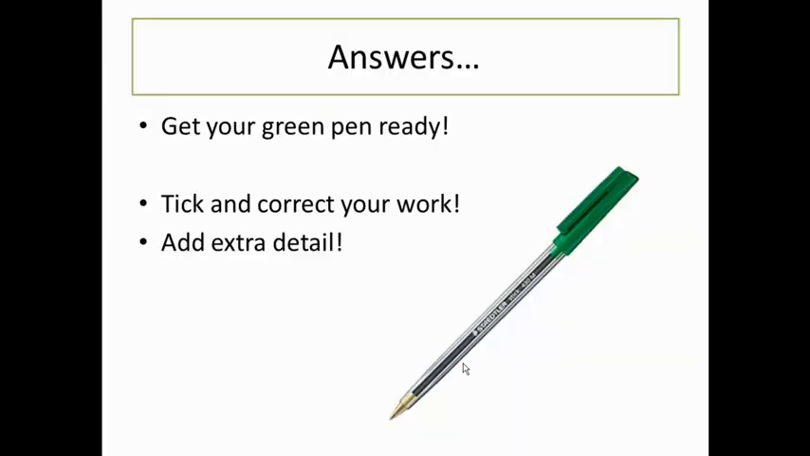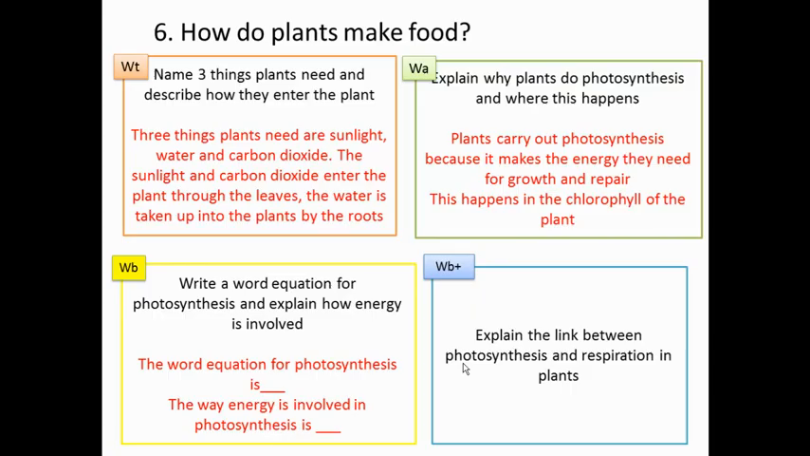Okay, so let's see how we've all done. Okay, so the three things plants need are sunlight, water, carbon dioxide. They enter the plant. Okay, the sunlight and carbon dioxide enter the plant through the leaves. The water is taken up into the plant by the roots. Explain why plants do photosynthesis and where it happens. Plants carry out photosynthesis because it makes the energy they need for growth and repair. This happens in the chlorophyll of the plant. Again, if you've said it happens in the chloroplast, that's fine.